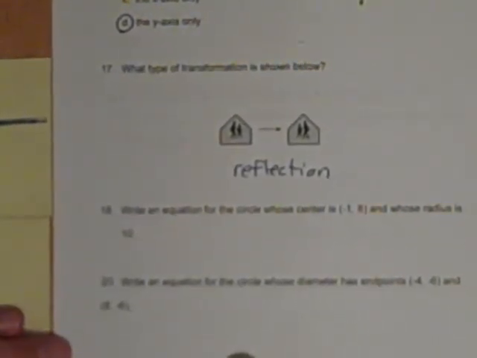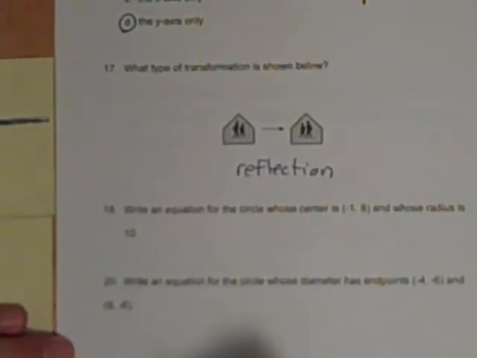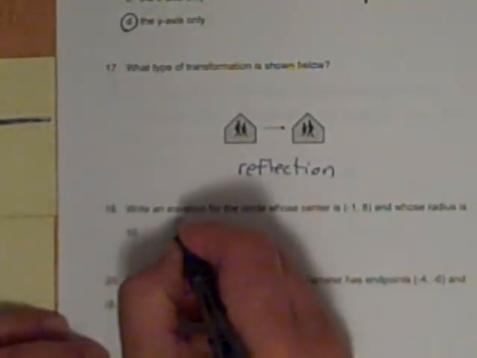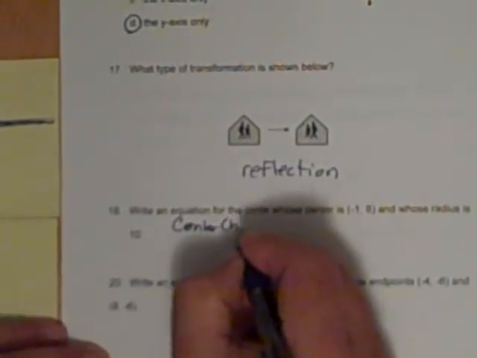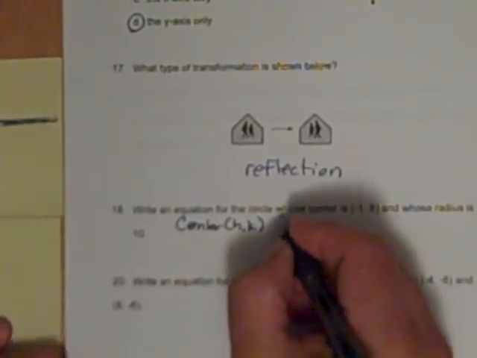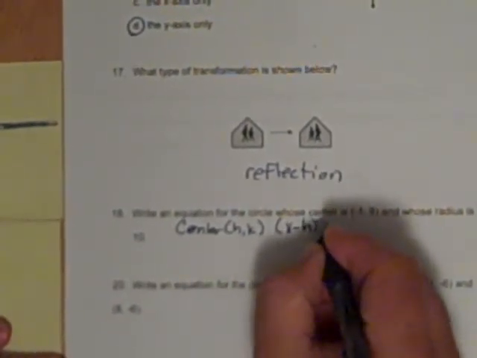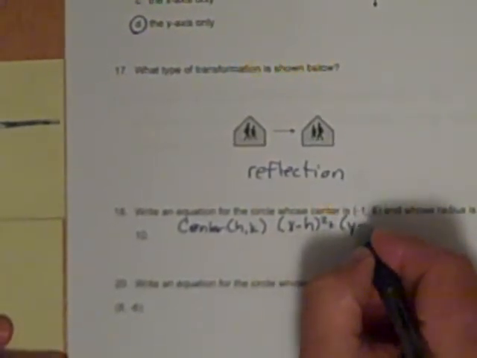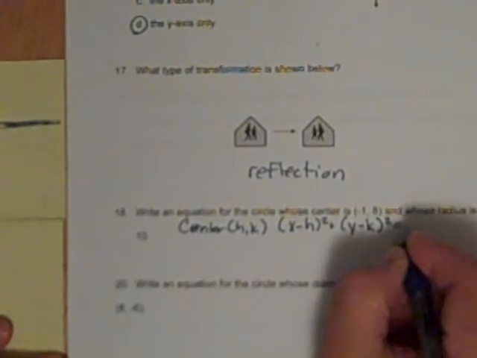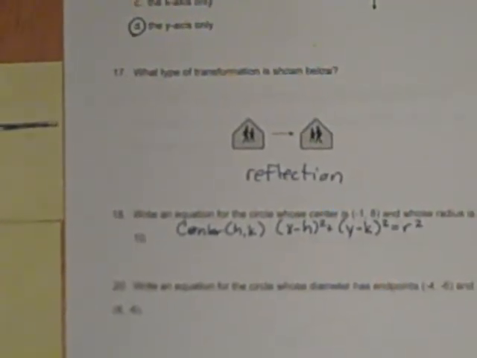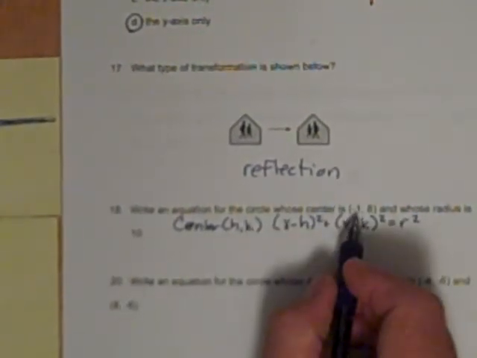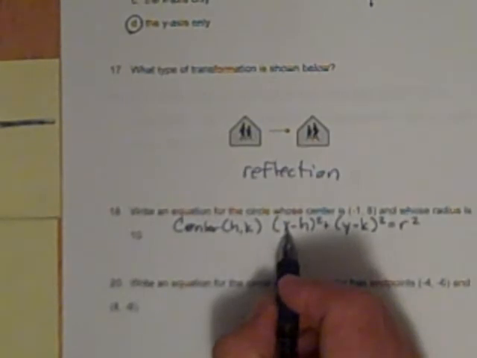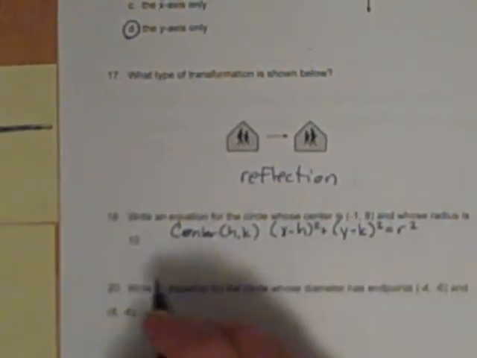Number 18. Write an equation for the circle whose center is (-1, 8) and whose radius is 10. Okay, equation of a circle. The center of the circle is going to be (h, k), and the equation is going to be (x minus h) squared plus (y minus k) squared, which equals the radius squared. That's based on the distance formula, but we don't need to remember all that at this time. All we need to know is that we're going to subtract the x-coordinate from the x here, the y-coordinate from the y here, and plug the radius in here.